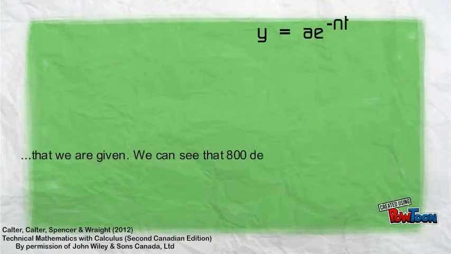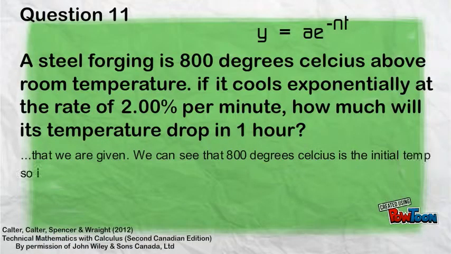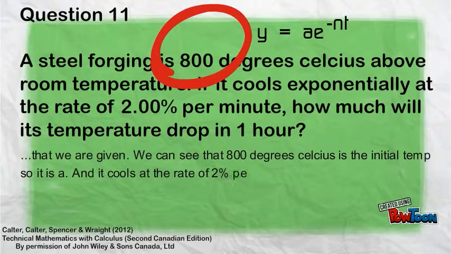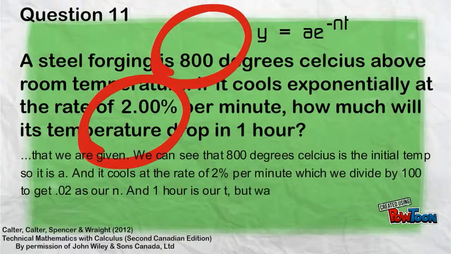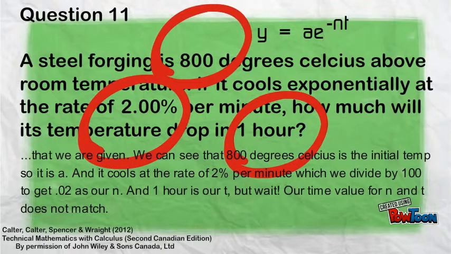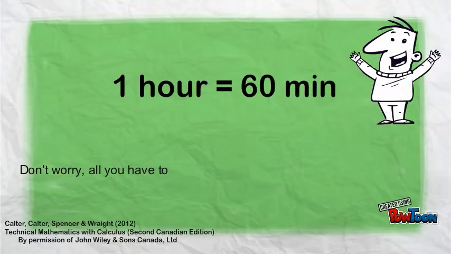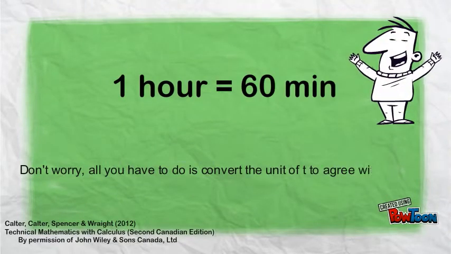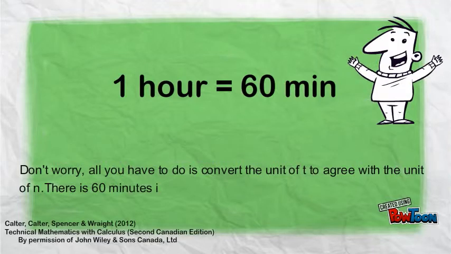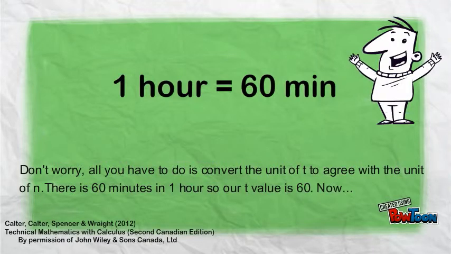We can see that 800 degrees Celsius is the initial temperature, so that is A, and it cools at a rate of 2% per minute, which we divide by 100 to get 0.02 as our n, and 1 hour is our t. But wait, our time value for n and t does not match. Don't worry, all you have to do is convert the unit of t to agree with the unit of n. There are 60 minutes in 1 hour, so our t value is 60.